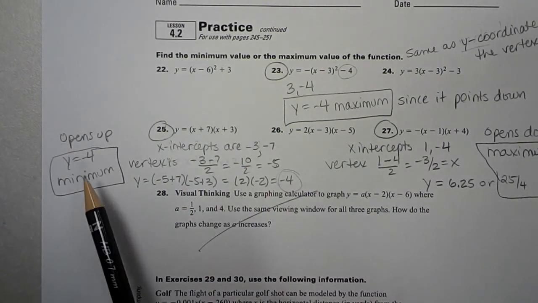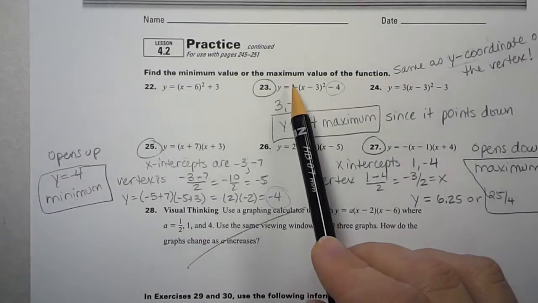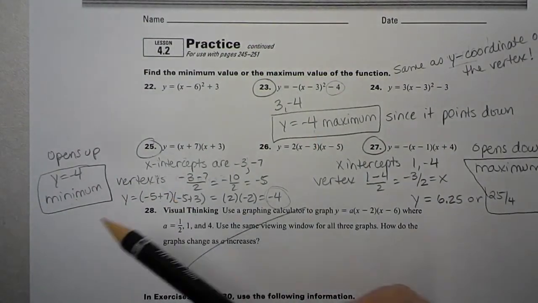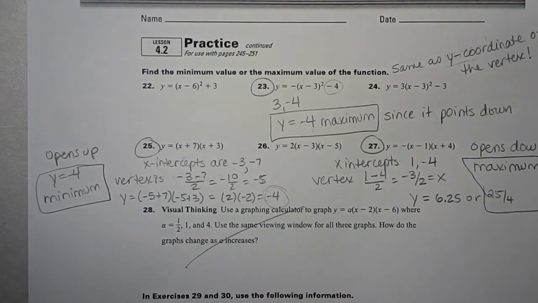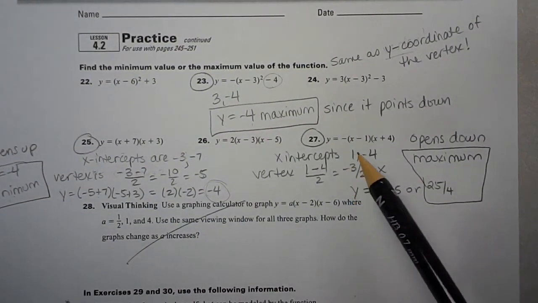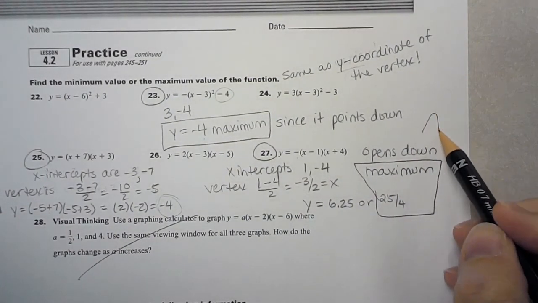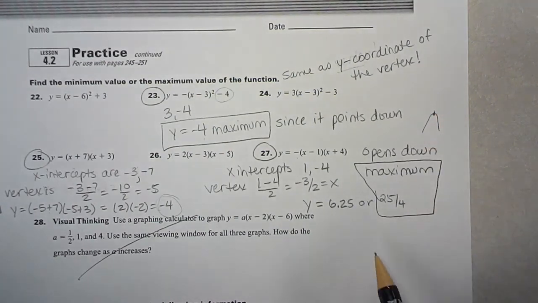How do I know it's a minimum? Because it opens up. The A is positive. Up here, it opened down, so that would be the maximum. So you might want to just draw a quick sketch in your head to keep in mind whether it's going to be up or down, maximum or minimum. Here it's negative, so it's going to open down. If it opens down, then that means that that point is going to be the maximum. Everything else will be below.